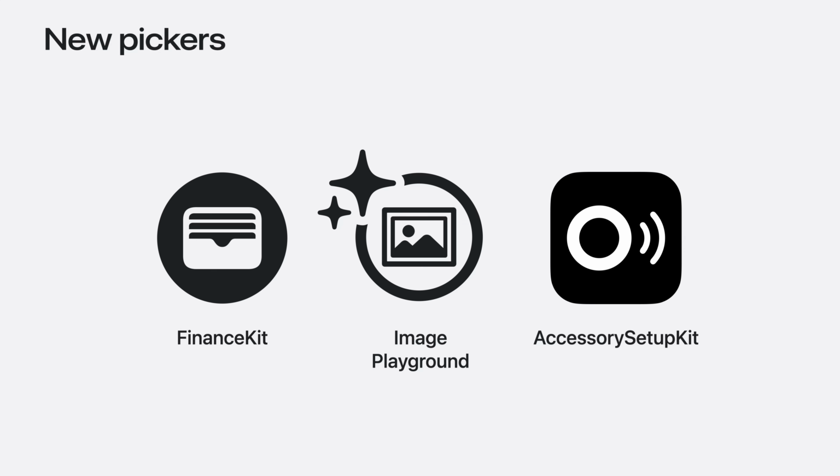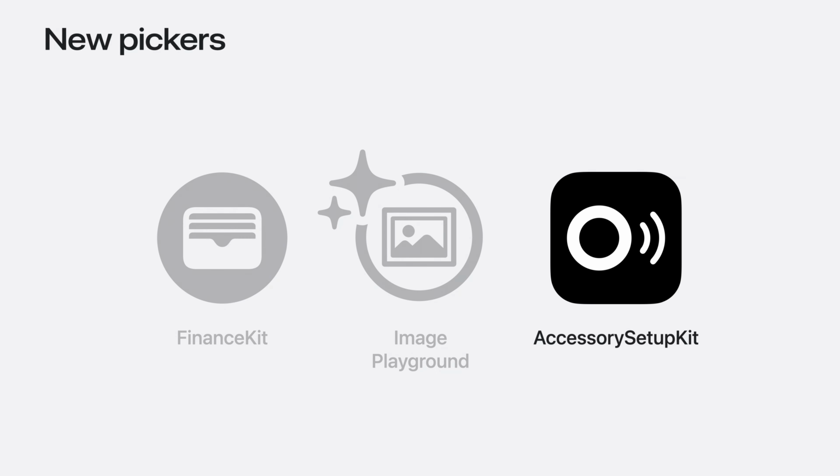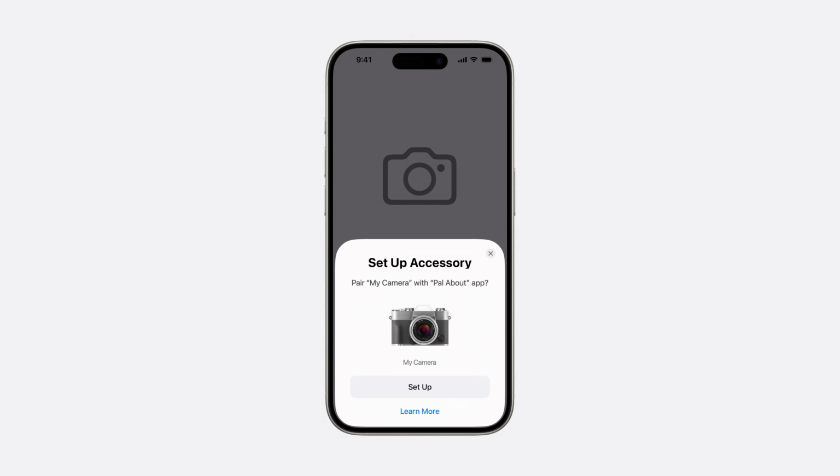We applied the same principles behind data pickers to create Accessory Setup Kit, the most streamlined and privacy-preserving way to set up accessories. It combines several types of permissions into one out-of-process picker, gives your app Bluetooth and Wi-Fi access to relevant accessories, and provides new accessory management tools. Accessory Setup Kit combines all the required permissions into one straightforward flow.